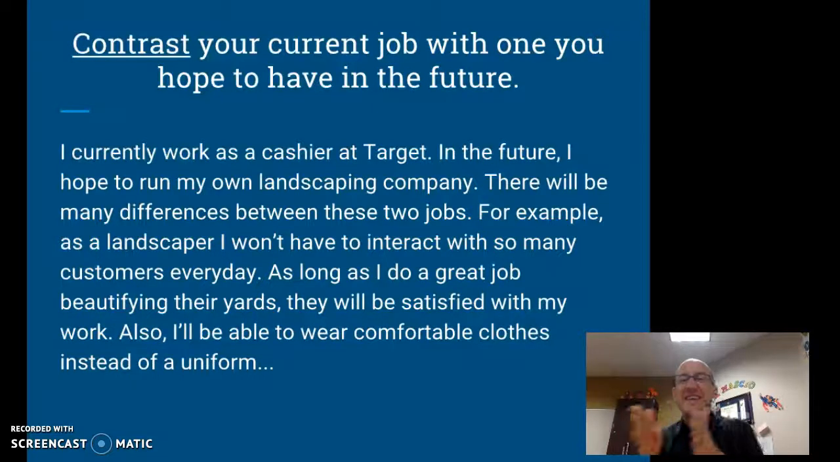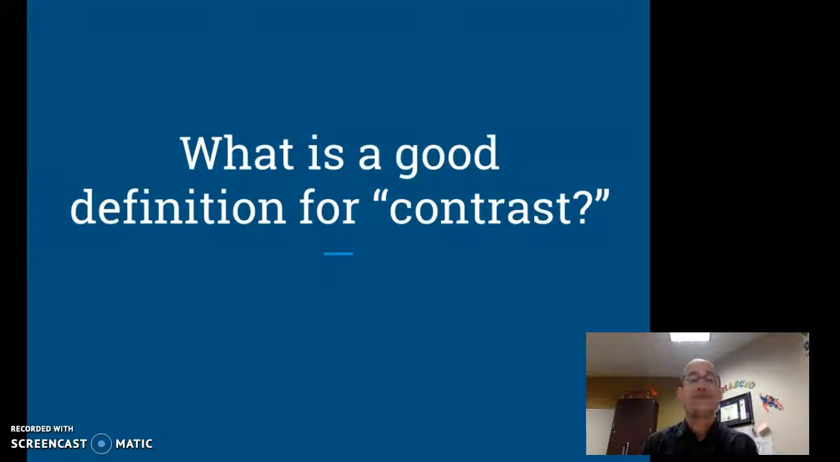So boom, I'm talking about the differences between working at Target and doing landscaping. I don't got to talk to so many people. Like at Target, I got to talk to people every day. But this one, I got to talk to them once, and I take care of their yard, and I probably won't want to talk to them again until the end of the month when I get my money. All right? Same with uniform. At Target, I got to wear my uniform, but if I'm working in their yard, I can wear whatever I want to wear. All right? So that's what contrasting is, talking about the differences. So what is a good definition for contrast?